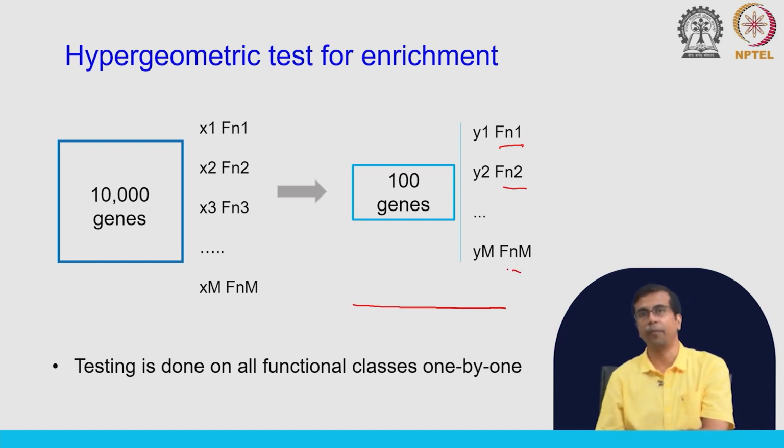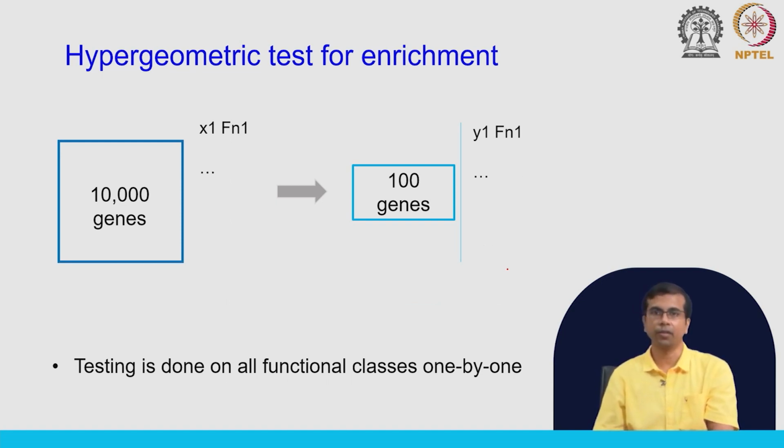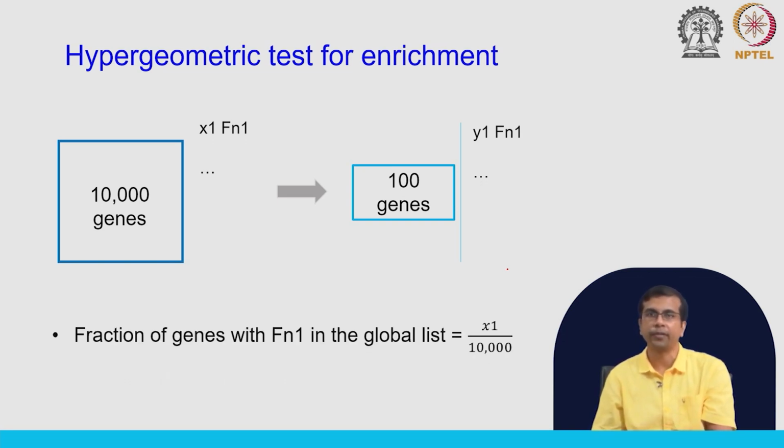Okay. And we do the hypergeometric test for all these functional classes. So, we start with function class 1, and we will discuss how we do this hypergeometric test. For function class 1, we have x1 genes that belong to this function class 1 out of 10,000. So, what is the proportion of these genes that are in functional class 1 in the global list? This is x1 out of 10,000.